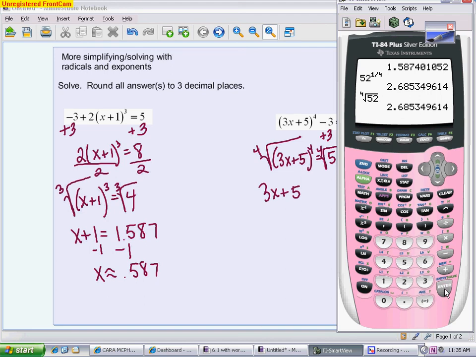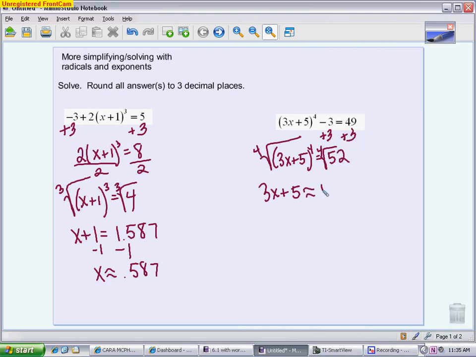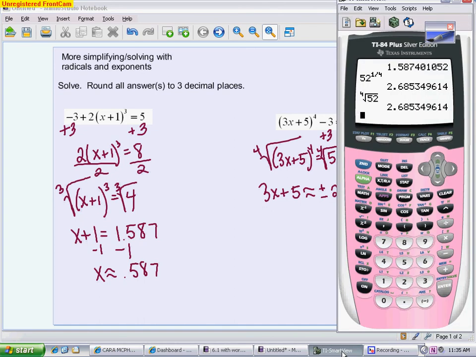Now, one thing to notice on this one, you are taking an even root. When you take both sides to an even root, you get plus or minus that answer. So we have 2.685. We want to write plus or minus 2.685.